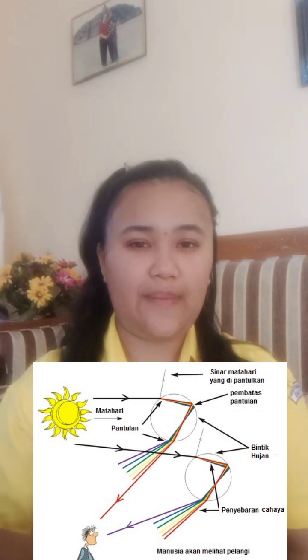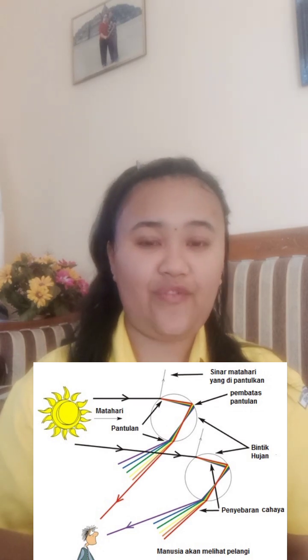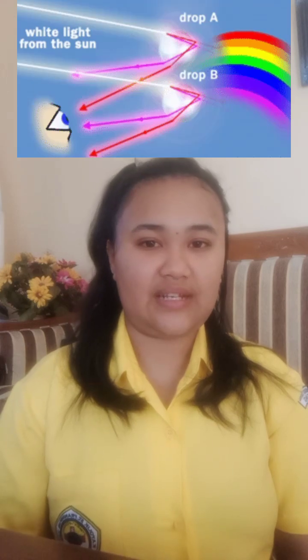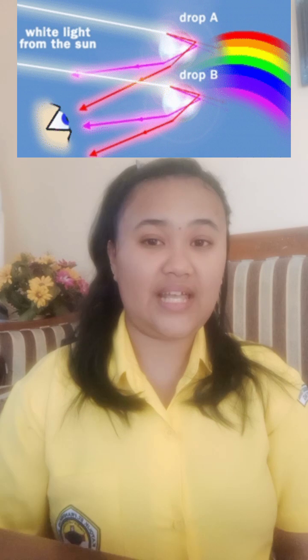Rainbows don't just happen after rain. Rainbows can also be formed as long as they meet the conditions mentioned above. For example, at a waterfall or on a beach near a cliff where the waves are strong, so that lots of water splashes into the air. In both cases, you may see a rainbow.